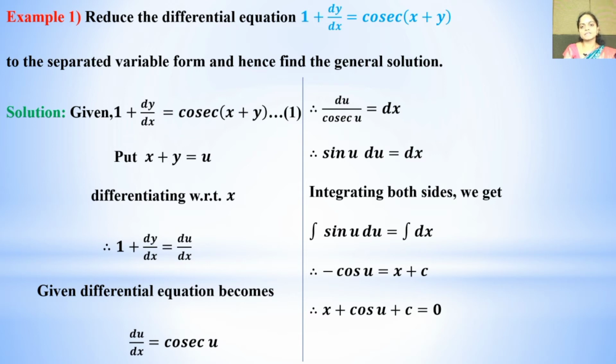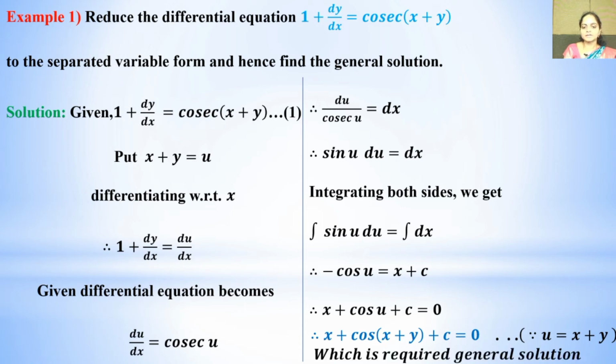But our example is in the form of x and y, while the solution is in the form of u. So, we resubstitute the value of u, and we get x plus cos of (x plus y) plus c is equal to 0, since u is equal to x plus y. This is our required general solution.